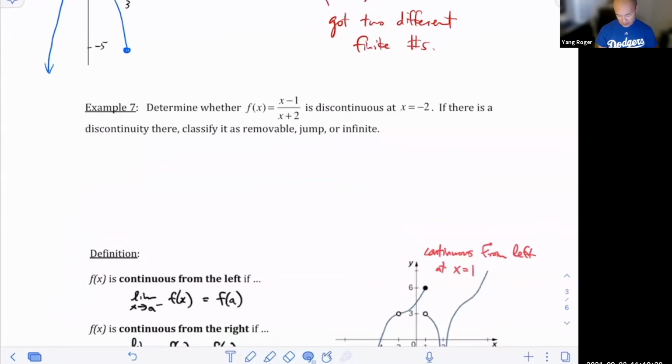Or not last one, but example 7. It says determine whether this, again, this is a rational function, is discontinuous at negative 2. If there is a discontinuity, classify it. So does someone want to tell me how I can check if it's discontinuous at negative 2? I think I've explained it a few times, but maybe someone wants to unmute themselves and tell me the process. What do I need to check or calculate?